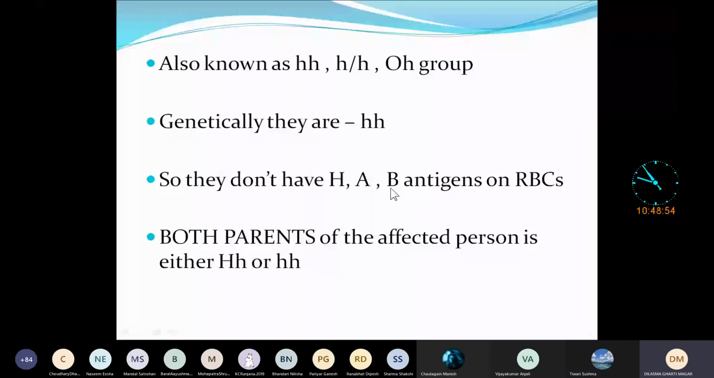Now here you see they don't have the H antigen, A antigen, B antigen on the surface of the RBC. To have a kid with this Bombay blood group, both parents of the affected person should be like this: capital H and small h, the dominant H and the recessive small h. Whenever we do the Mendelian law, one kid will have hh. So yes, out of 4 kids, one will have this hh.